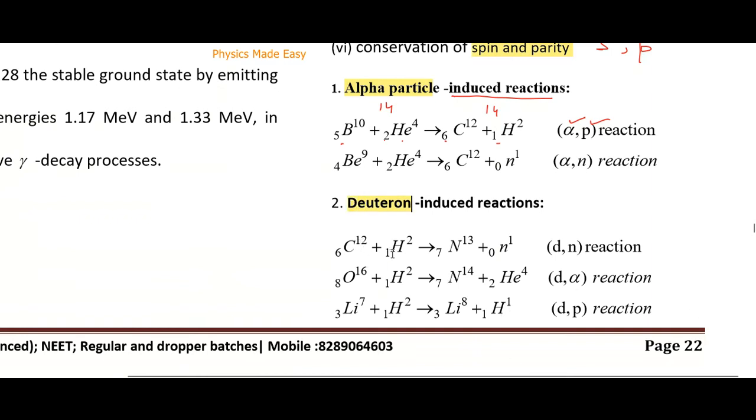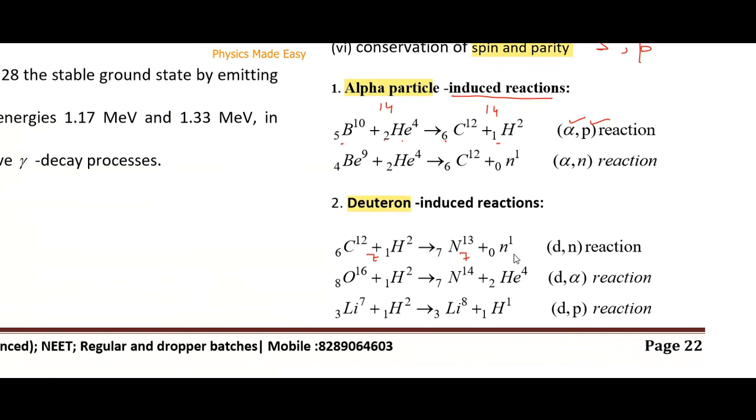6 carbon 12 is attacked by deuteron, bombarded with deuteron, nitrogen and neutrons, they are the products. You can again verify conservation of Z and N number. Conservation of Z is verified. 6 plus 1, 7, 7 plus 0, 7. So 7 on right side and 7 on left side.